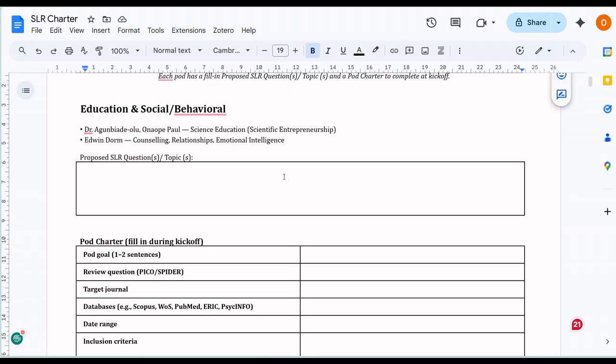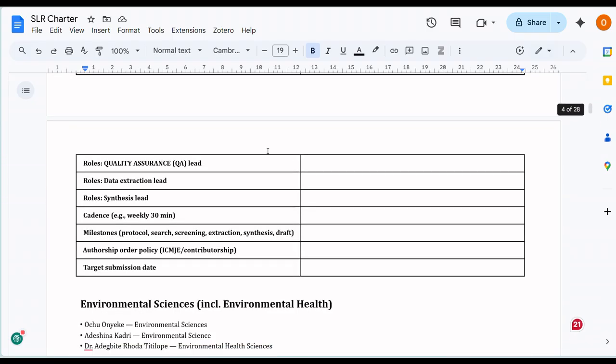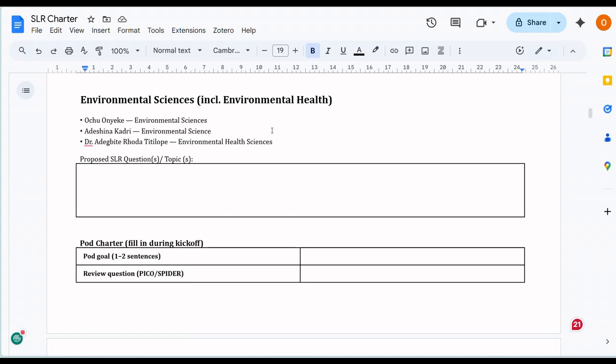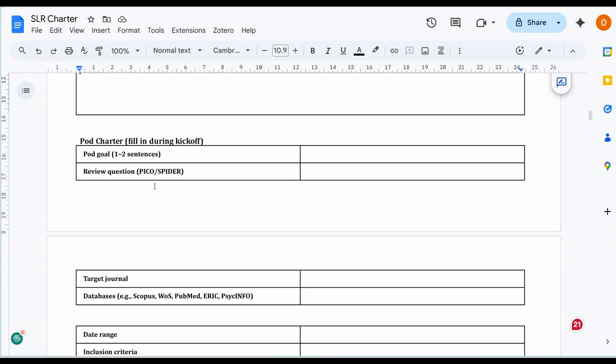responsibility. If people want to work on it together, if you belong to a group, let's look at a group randomly. Those who are in environmental sciences, we have Ochu Onyeke in environmental science, additional Kadri, Dr. Adebite, Rhoda Titilope, health sciences. So if I'm here, environmental health sciences, the next thing is what type of study do you want to do? Is this a randomized control? Is it a systematic review purely, or do we want to do meta-analysis? You put that here with your question, and you move forward to the chapter. Who is responsible for what?